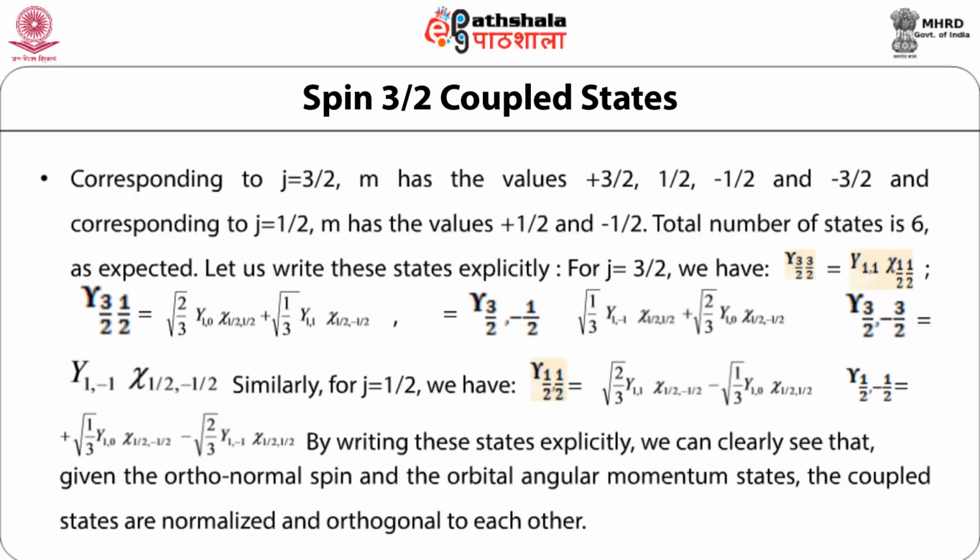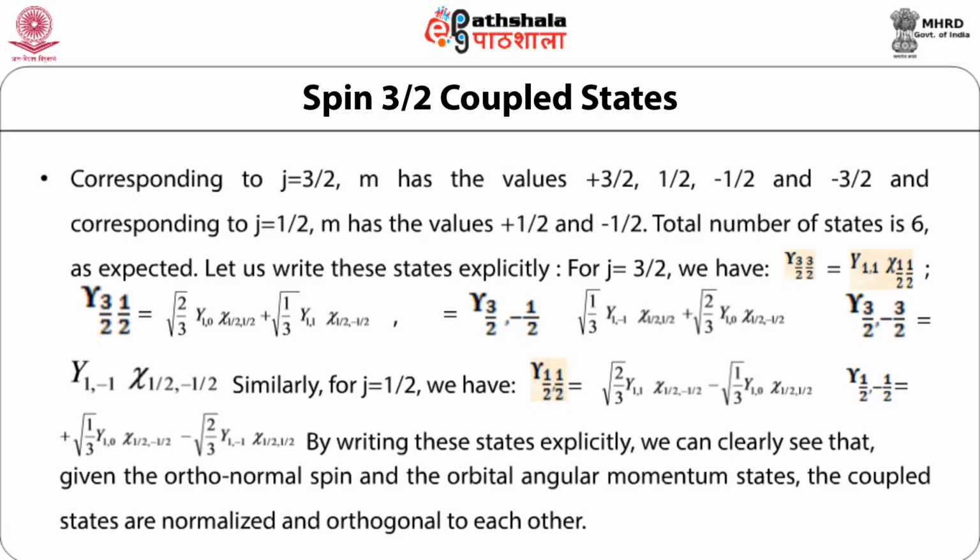And for the coupled state gamma corresponding to J equal to 3 by 2 and M equal to minus half, we have under the root 1 by 3 times Y_{1,-1} times xi_{1/2,1/2} plus root 2 by 3 times Y_{1,0} times xi_{1/2,-1/2}. And the fourth term that we get in the coupled state corresponding to J equal to 3 by 2 and M equal to minus 3 by 2 is given by gamma_{3/2,-3/2} equal to Y_{1,-1} times xi_{1/2,-1/2}.